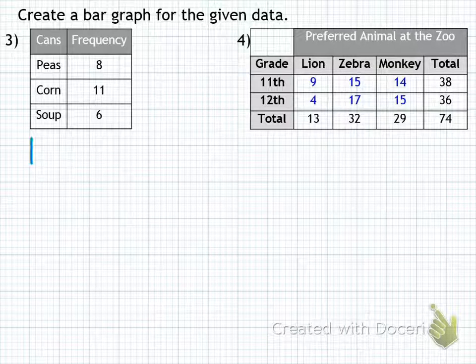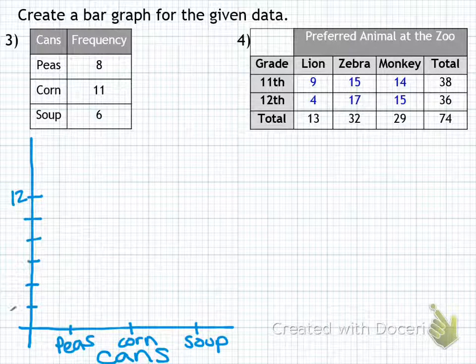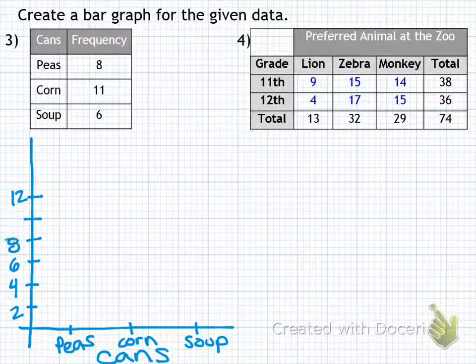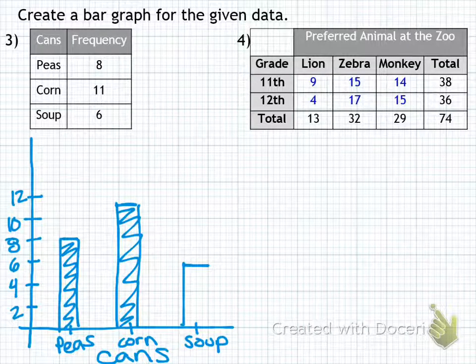Okay, so for number 3, I plot the cans against the frequency. So the cans, there's 3 types. This one's just like number 1, okay, where I just have one category, so it's not quite as interesting. The scale I chose was to do by 2s. Then I have peas with 8, corn with 11, and soup with 6.